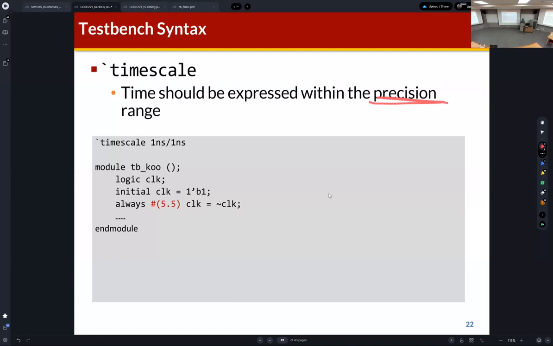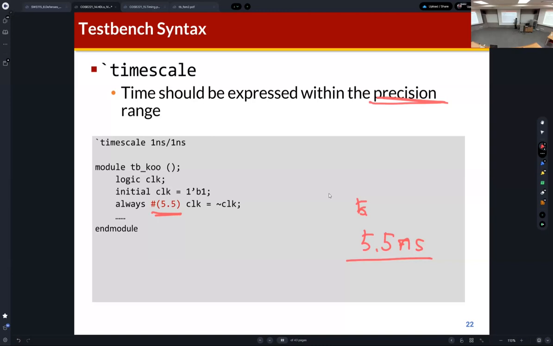So if you do this code, the time unit is 1 nanosecond, and then the precision of time is also 1 nanosecond. But inside of this code, I use 5.5. So it's incorrect, right? Why? Because 5.5 is 5.5 nanoseconds.